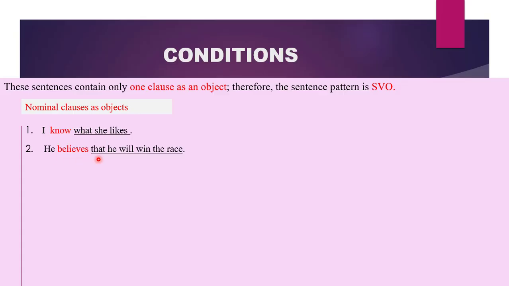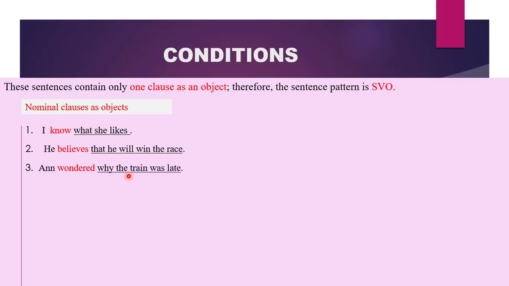He believes that he will win the race. What does he believe? Whatever you say will be your object because it will suffer from the action believe. So what does he believe? He believes that he will win the race. You can replace this with it. He believes it. Therefore, the whole of this is functioning as our object. The whole of this is functioning as our object and it is a that clause.